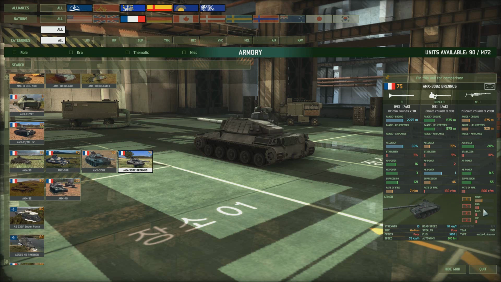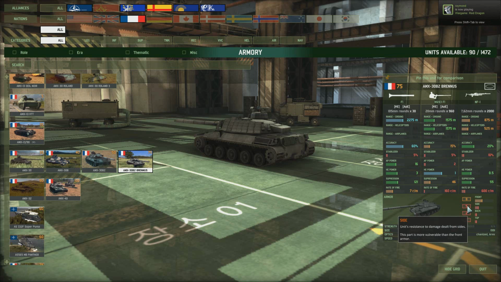Armor down here is quite important as well. Armor reduces damage as you might expect. Armor is localized and has precise values at the front, where normally in tanks it's the strongest. In fact, in most vehicles it's normally strongest at the front. On the sides it's got some armor as well, on the back and on the top.